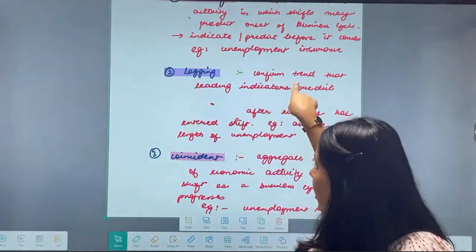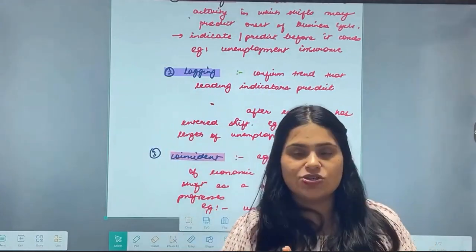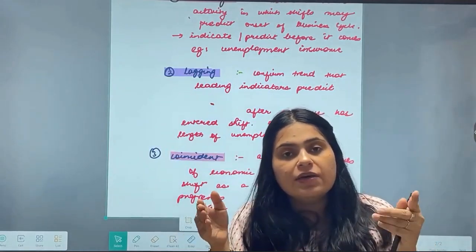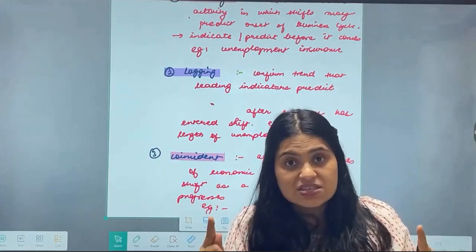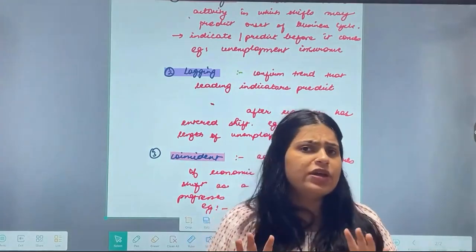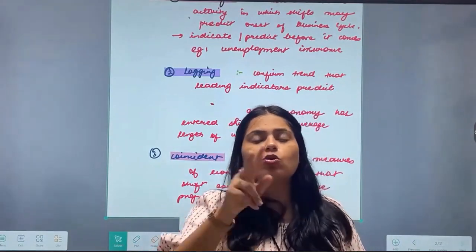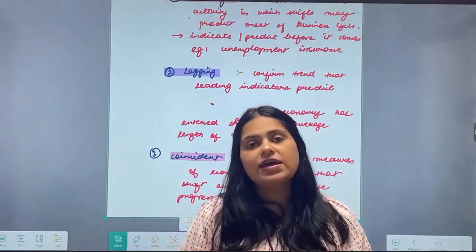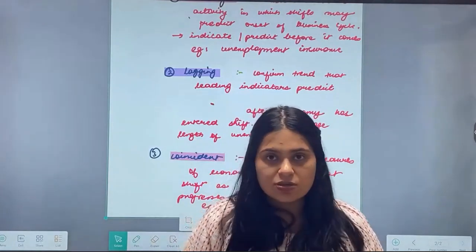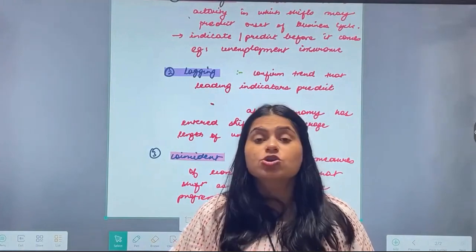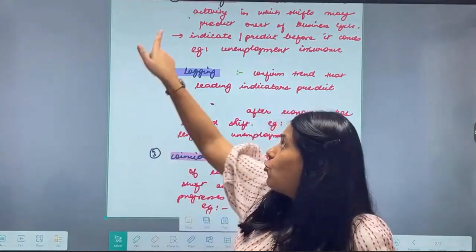Lagging is after you have entered that shift. So once you are in the period of recession, you will see people that they are more unemployed. You will see greater weeks of unemployment. So if in your economy, let's say on an average, people are unemployed for 2 to 3 weeks, अब एकदम से I am seeing that people are unemployed for 10 weeks. It's an indication that the economy is in recession. So this happens after your economy has entered that phase.